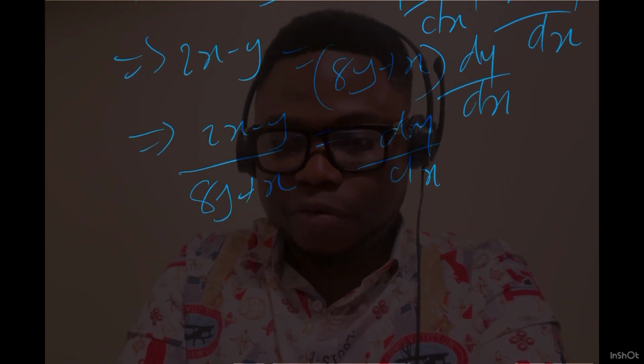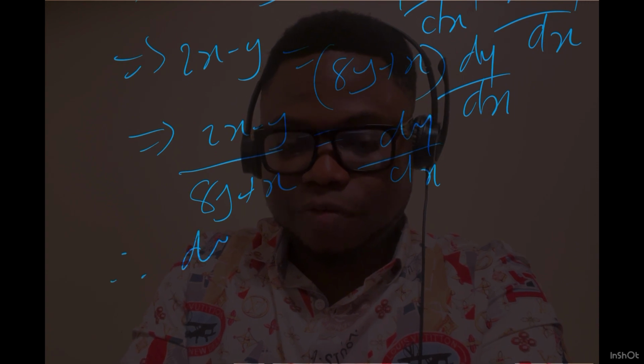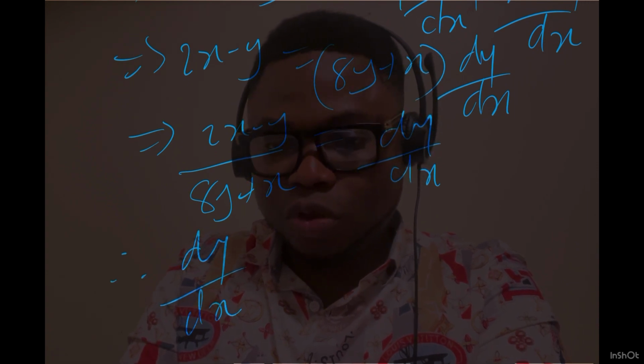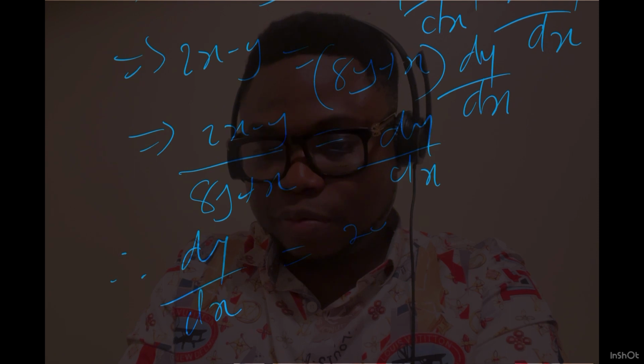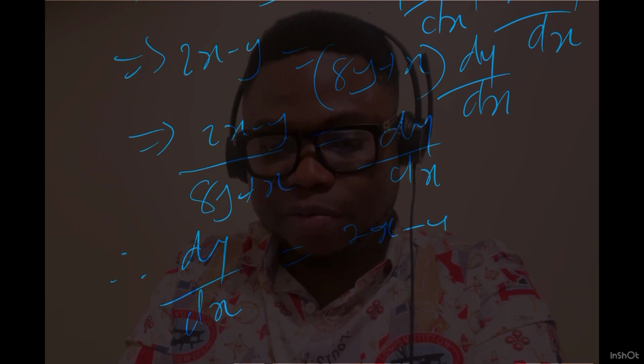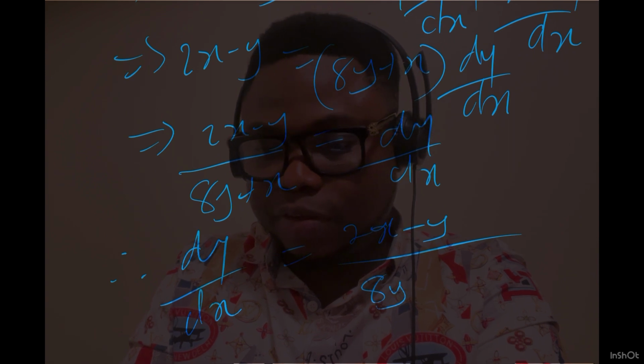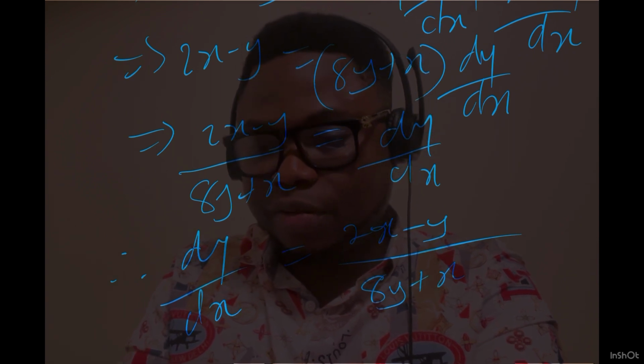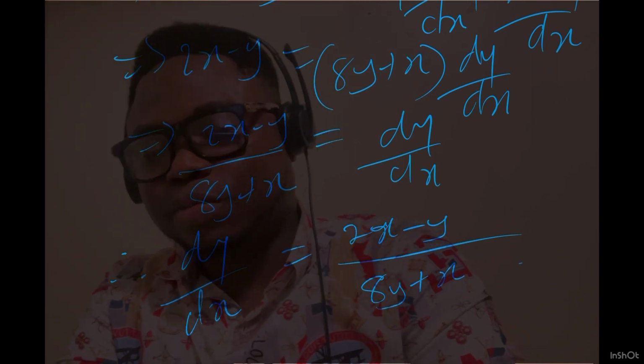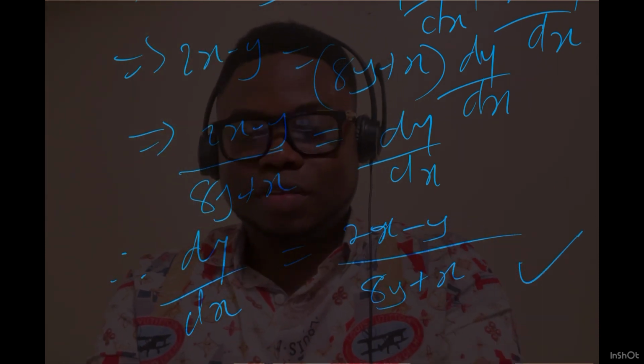So therefore, dy over dx is equal to 2x minus y divided by 8y plus x. So this is the answer. That's how to apply implicit rule of differentiation.